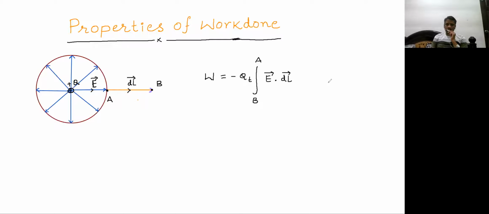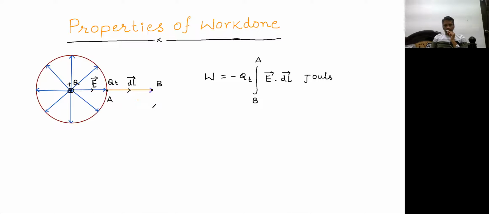This is the expression for work done, and the unit of work done is joules. Here QT is a test charge, E is the electric field intensity created by the charge Q, and dl is the distance moved by the test charge. The test charge is moved by the external source from B to A.